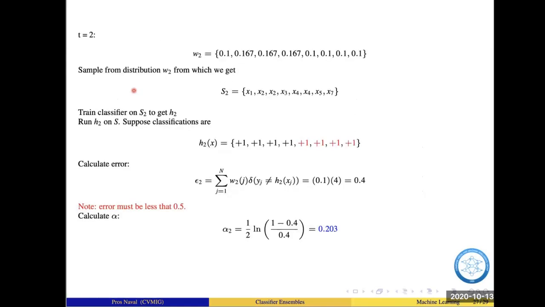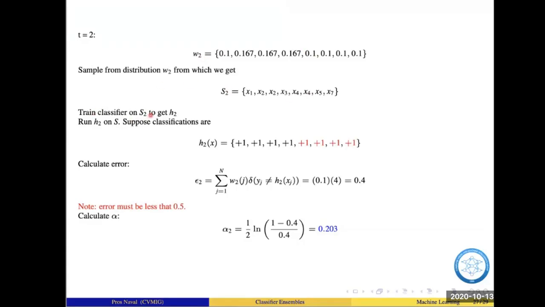So let's do that. The second iteration, this will be our new distribution. We sample from this distribution, and we get x1, x2, x2, x2, x2, x3, x4, x4, and there are 8 samples here. It should be 8. And this is x5 and x7. So this is a valid sample from this distribution.